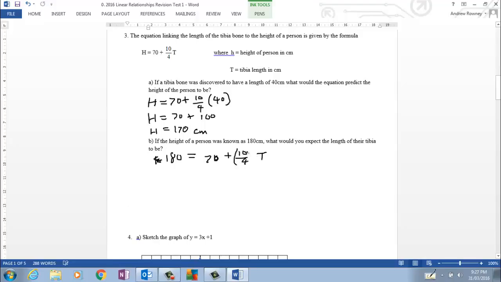So, solving this equation, we need to get 70 onto the other side. We're going to minus 70. Opposite of plus 70 is minus 70. So we've got this equation, and 180 take 70 is 110.